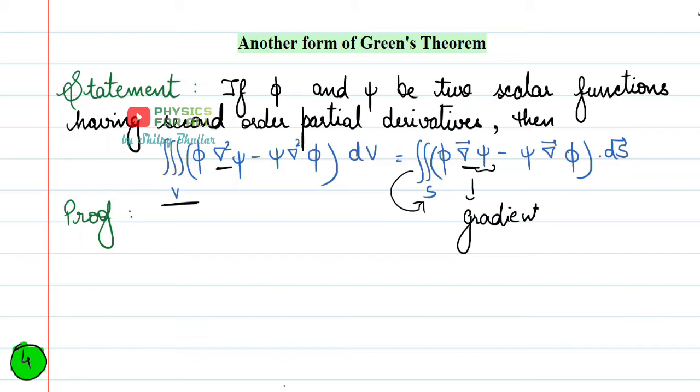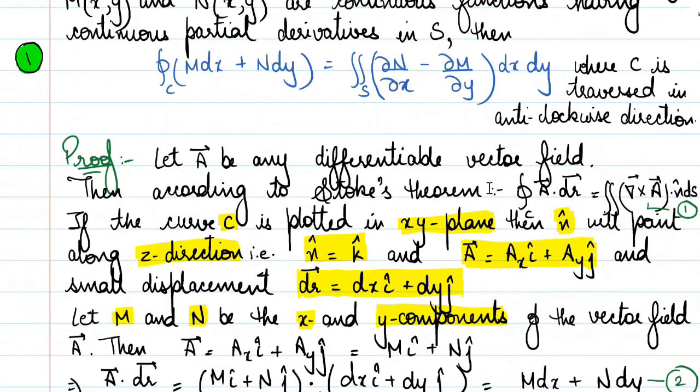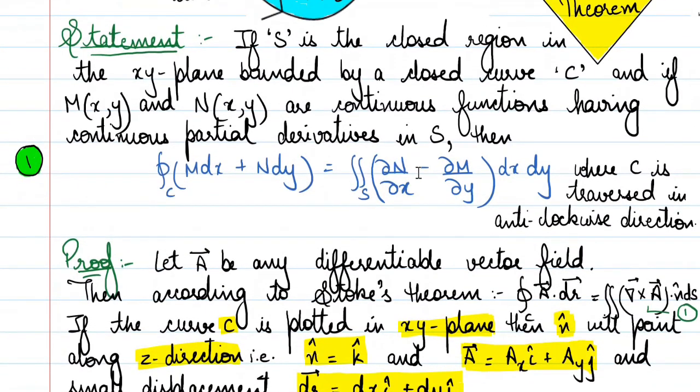Can you decide which theorem we would use in the proof? Like in the earlier part, we used Stokes' theorem since the statement was relating line integral with the surface integral, and we know that Stokes' theorem is the one which relates line integral to the surface integral, and that's why in the proof we used Stokes' theorem.